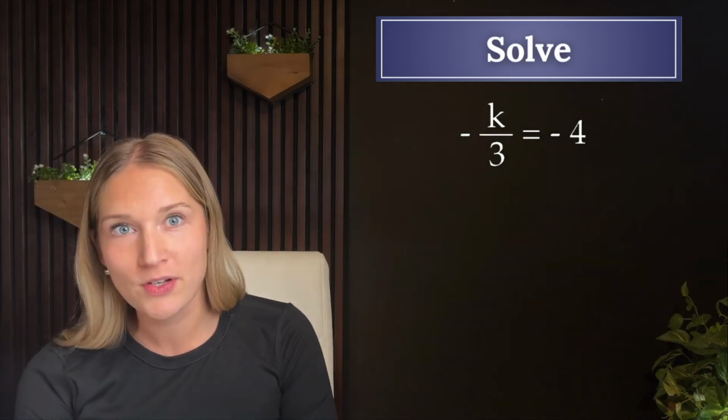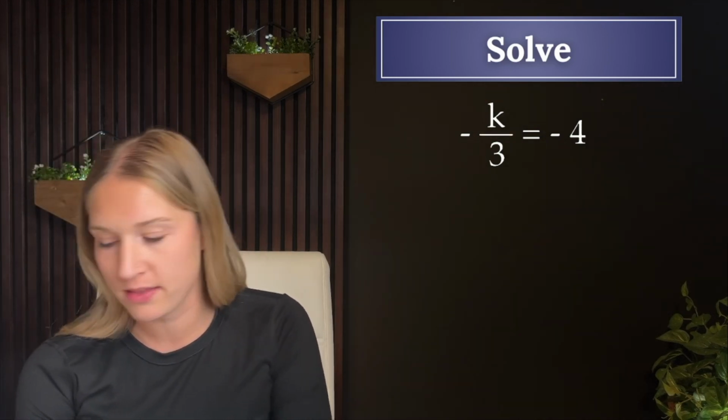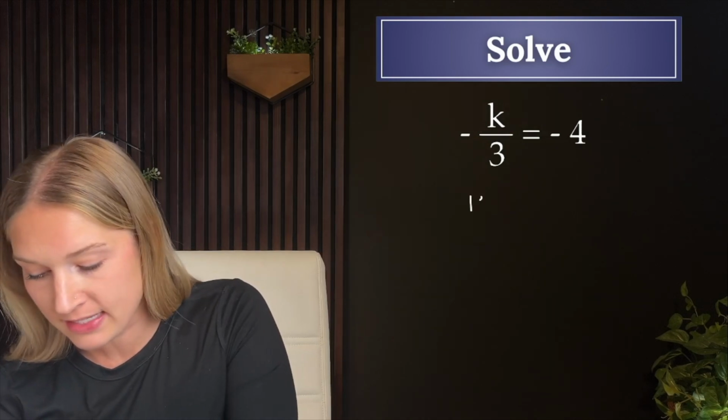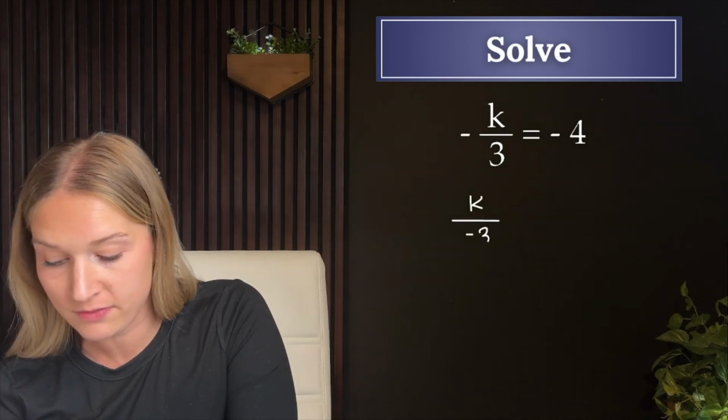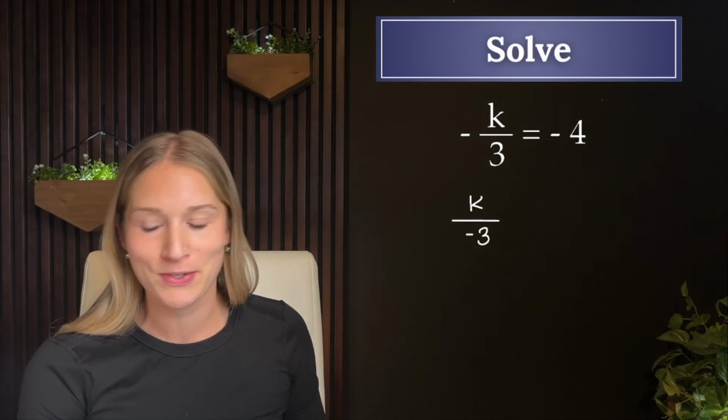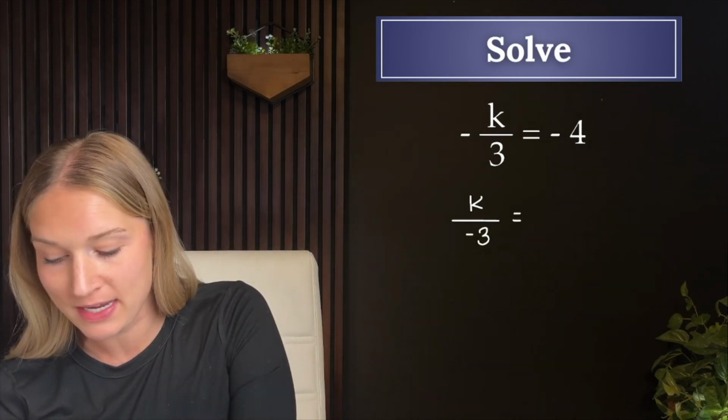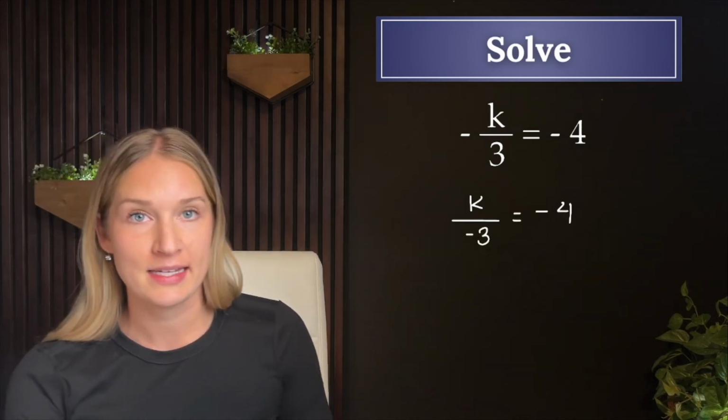And that negative on the front, I can kind of stick with the 3 and rewrite it as k divided by a negative 3. Just makes things a little bit easier. So I'm going to look at this as k divided by a negative 3, and I get negative 4.